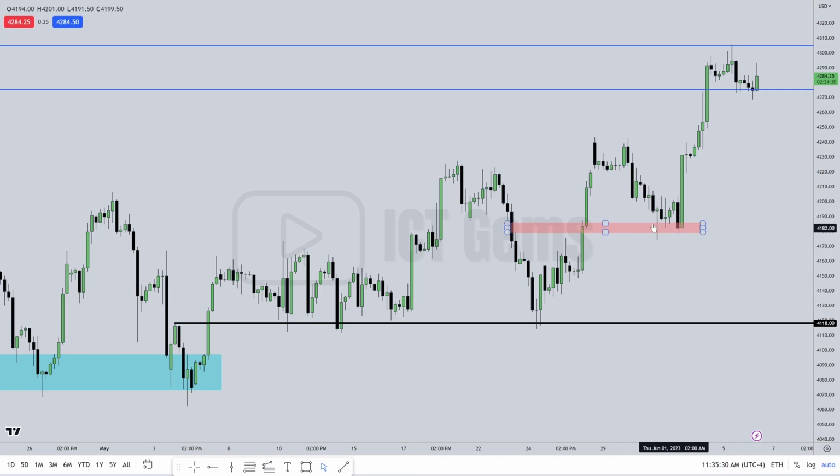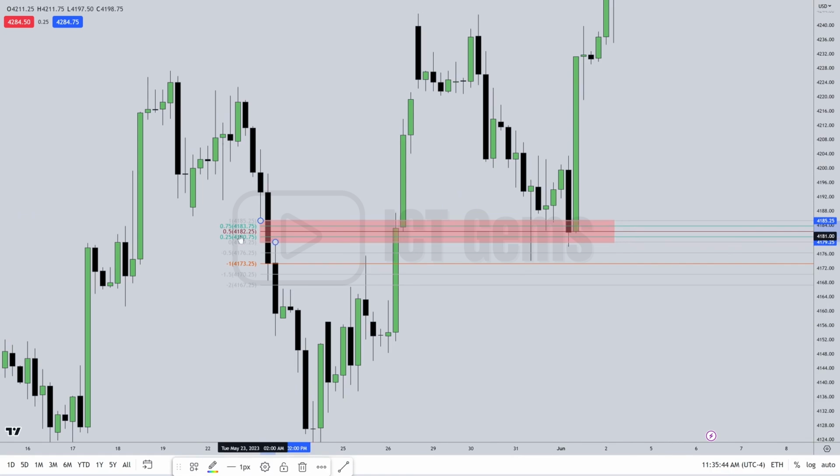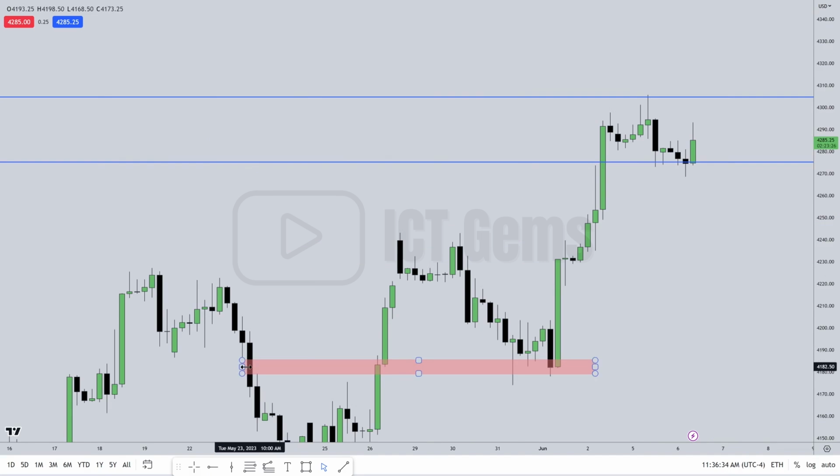That's consequent encroachment. That's the midpoint of that gap right there. So 41.82 and a quarter. The open on this is 41.82 and a quarter. Oh, look at that. Inversion fair value gap.